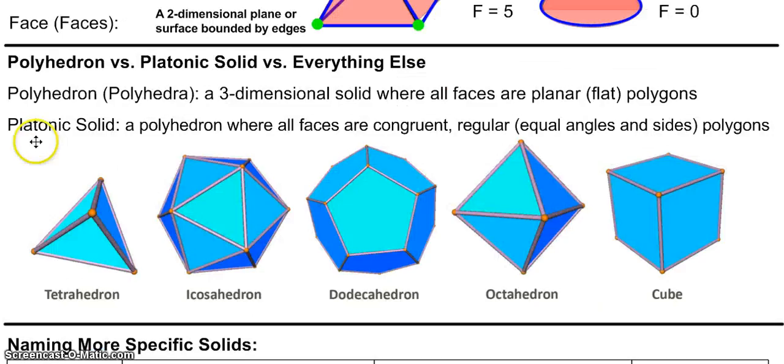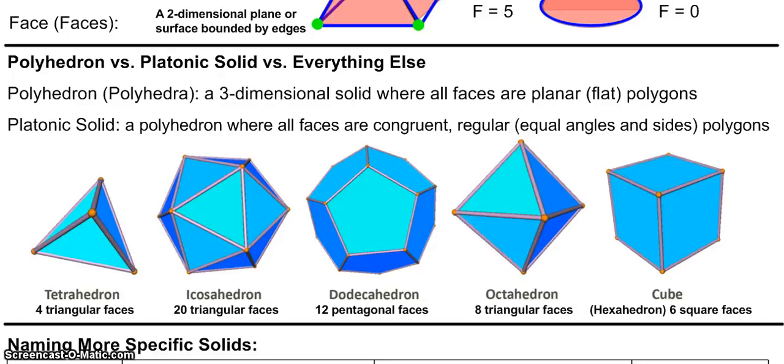A platonic solid is a type of polyhedron where all the faces are congruent, regular polygons. Now, because it's a polyhedron, all the faces are already polygons, but on top of that, a platonic solid demands that those faces are congruent, meaning they're all exactly the same, same size, same shape. They're also regular, they've got all equal angles and all equal side lengths.